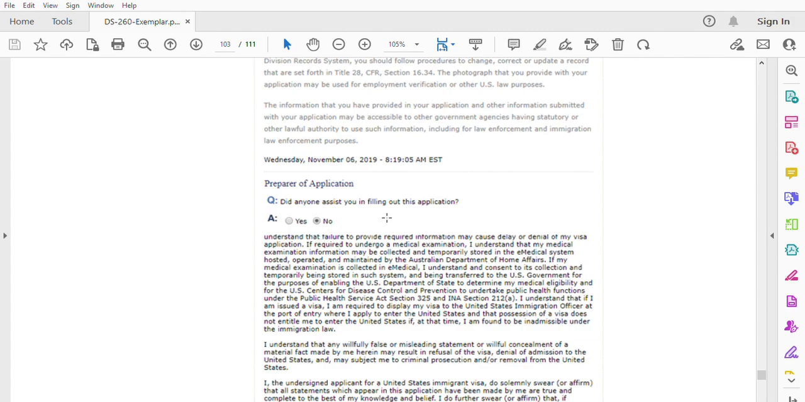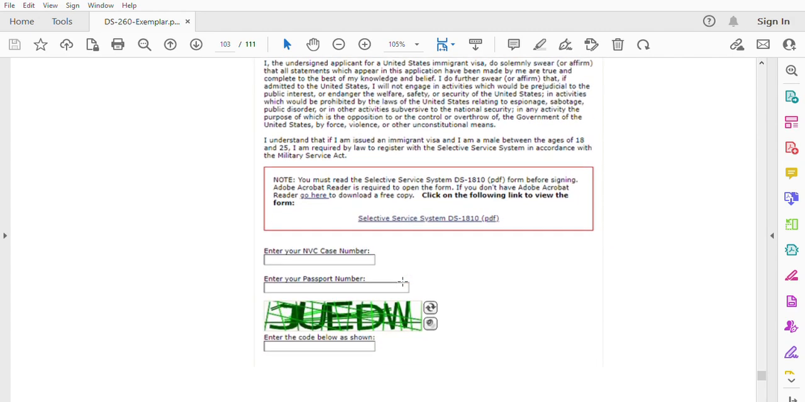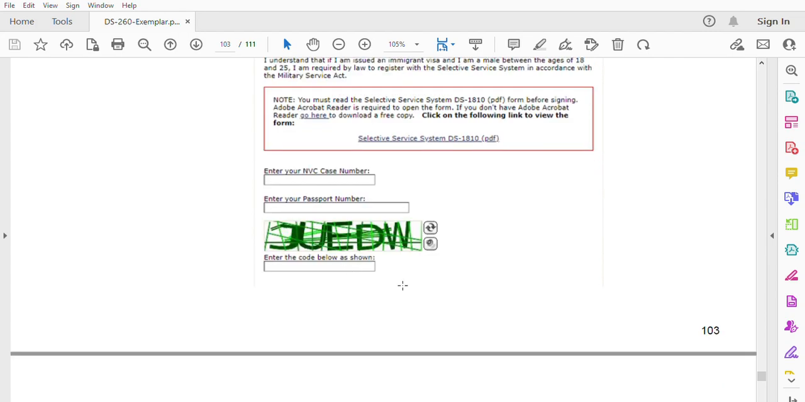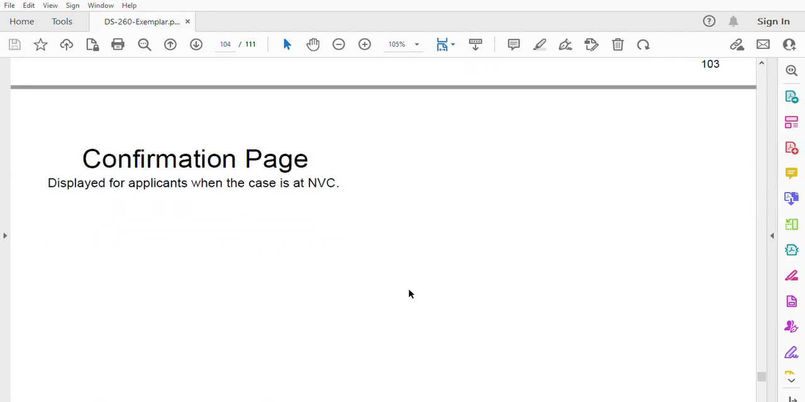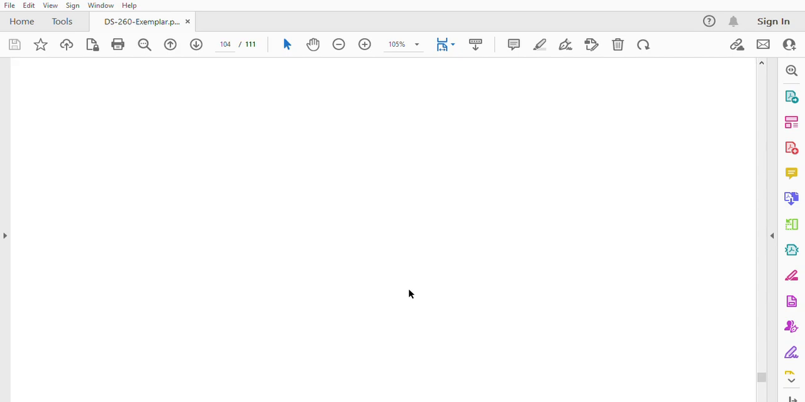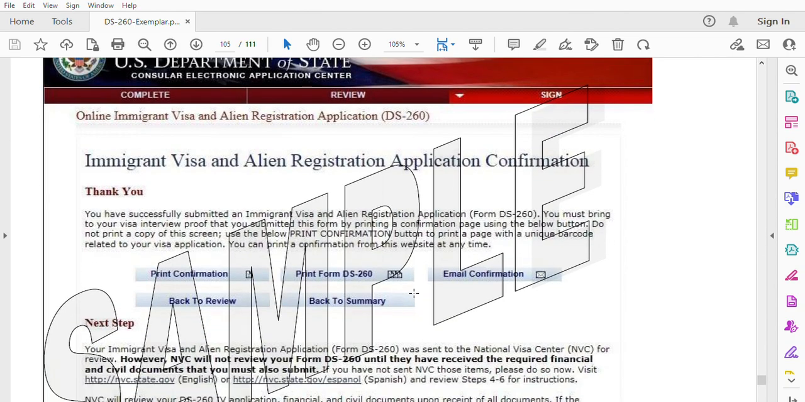Did anyone assist you? This time you say no. Now we're gonna enter your NVC case number, passport number, and the characters below. Now when you sign it and send it, you're gonna get the confirmation page. You're gonna get this message right here: Immigrant visa and alien registration application confirmation, thank you.